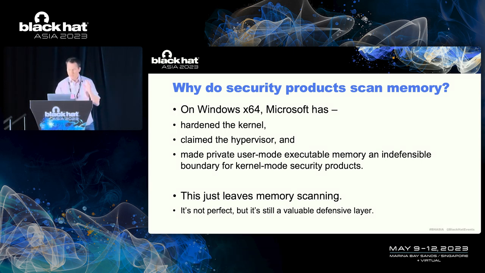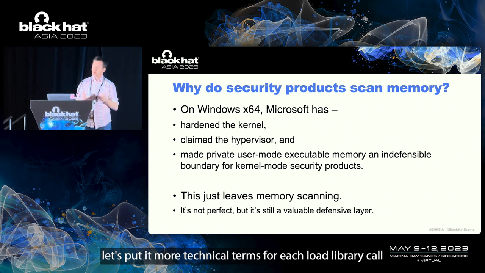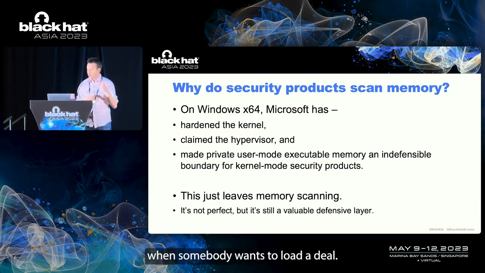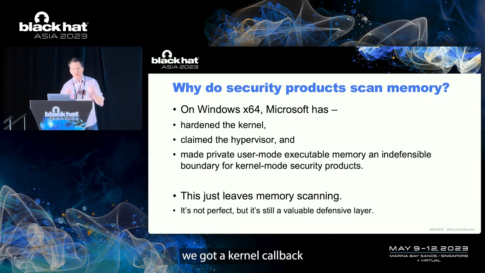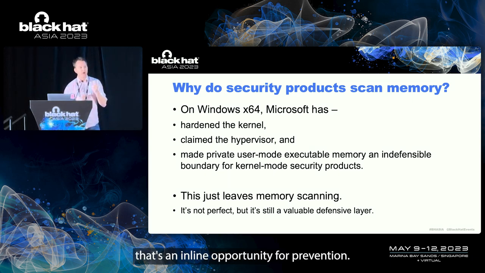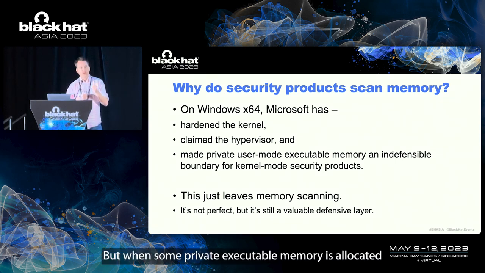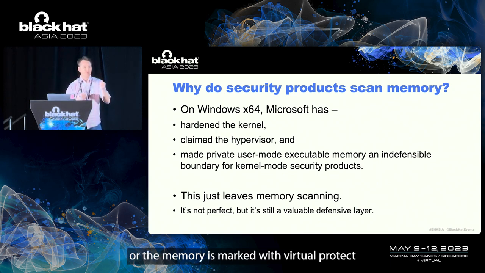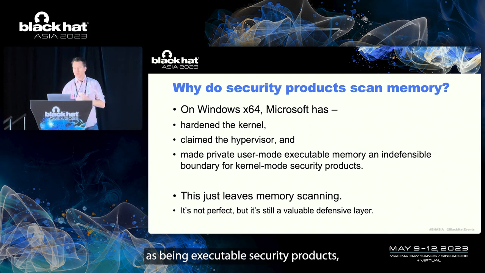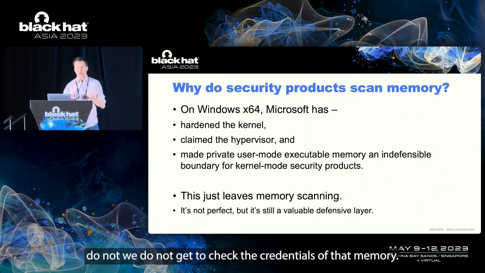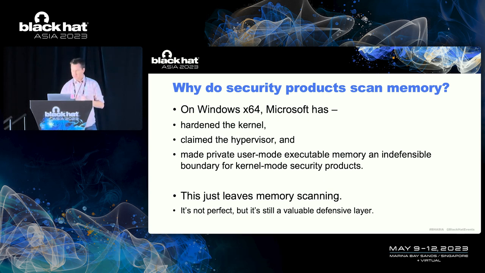So to put it in more technical terms, for each load library call, when somebody wants to load a DLL or some executable code, we get a kernel callback. That's an inline opportunity for prevention. But when some private executable memory is allocated or the memory is marked with virtual protect as being executable, security products do not. We do not get to check the credentials of that memory.